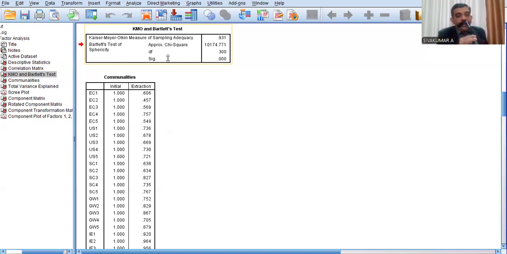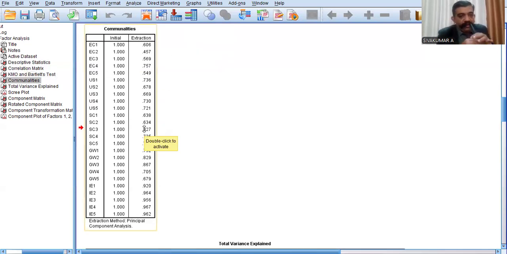That is a point. Here, all communality values, please see the extraction values. All communality values are either 0.5 or greater than 0.5. That means you can take all variables, even the EC2 variable, whose extraction value is 0.457, which when rounded off will be 0.5. That means you can take all 25 variables. That is the interpretation related to the table.